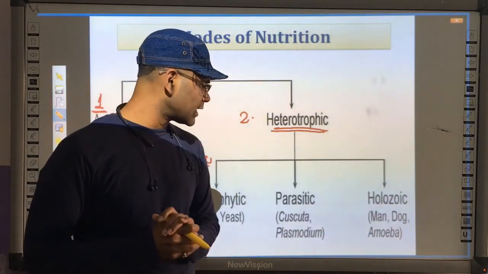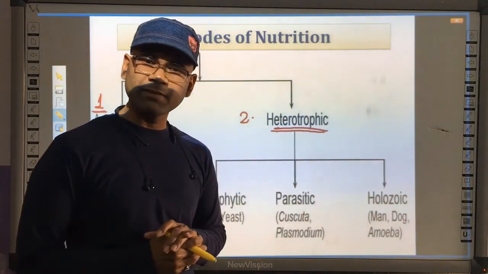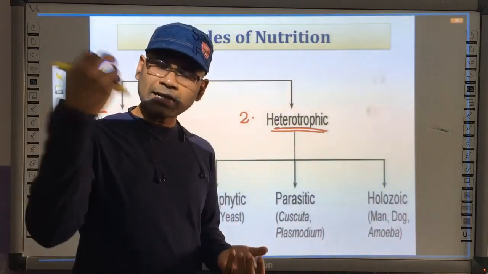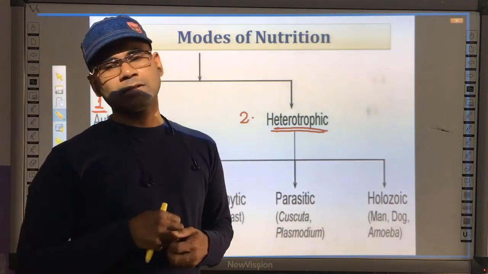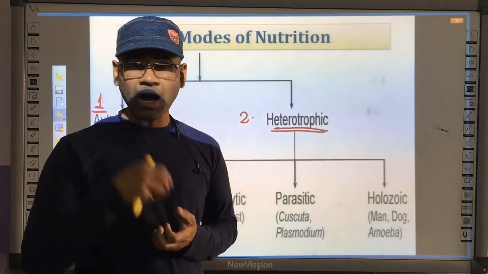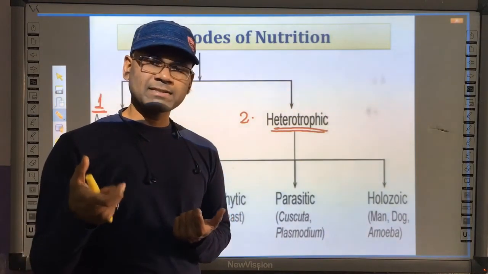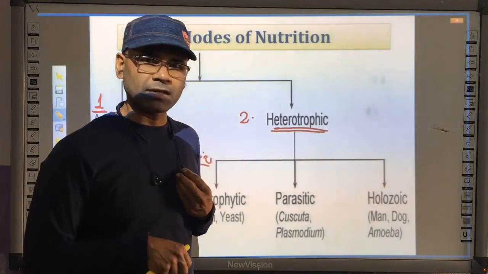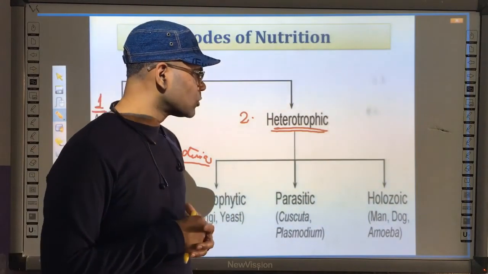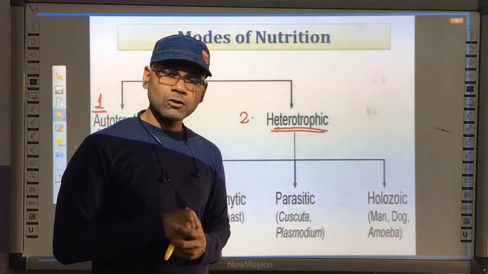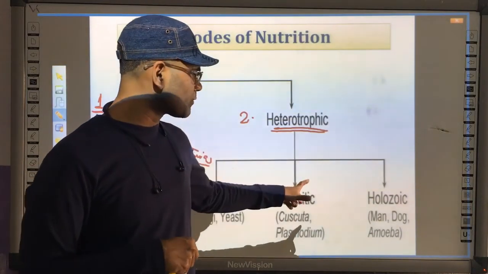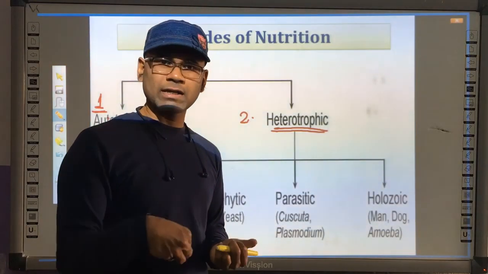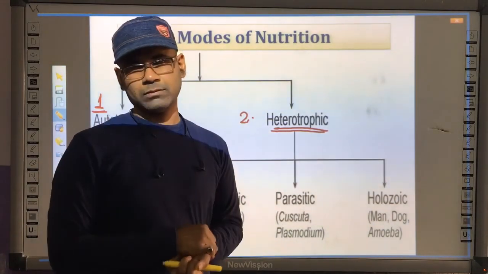The parasitic mode of nutrition is the mode of nutrition in which the organism harms another organism and obtains the nutrient. Parasites always harm another organism and then obtain the nutrient. And the third one is holozoic. Holozoic is a mode of nutrition in which an organism takes another organism as a whole.